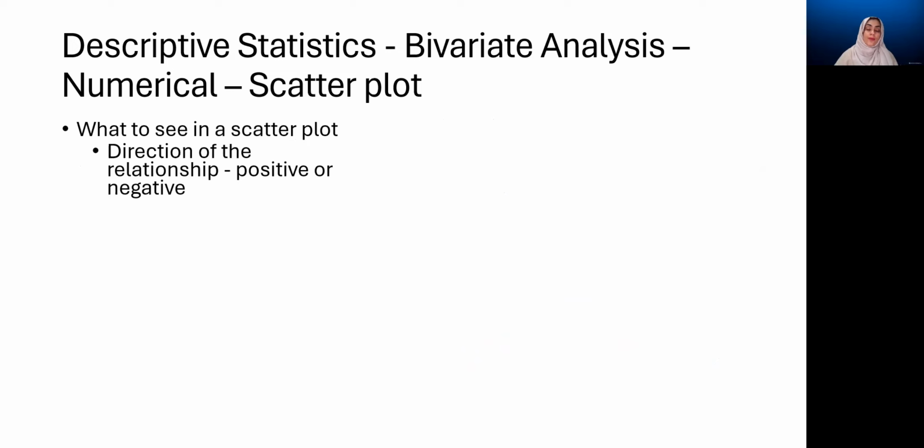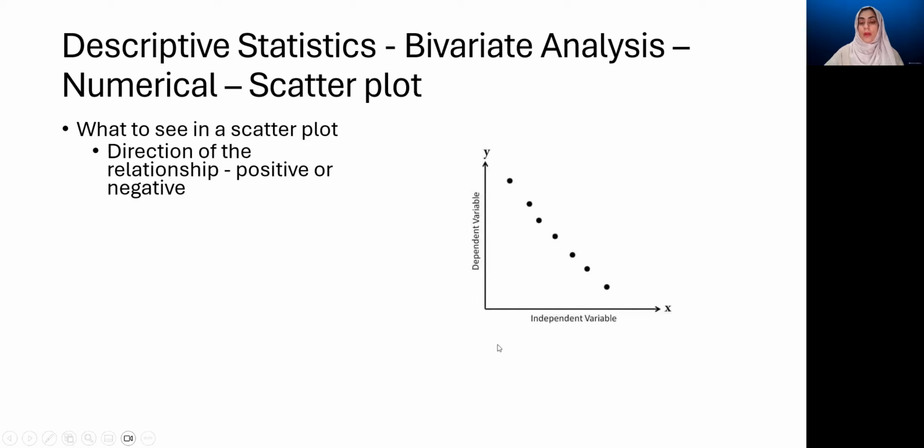So if you have a scatter plot, you need to learn a few things from it. Firstly, you need to find the direction of the relationship, whether it is positive or negative. In this case, we can see that the trend is going downwards, which can be detected by the increasing value of x actually bringing the values of y down. So this is a negative relationship.